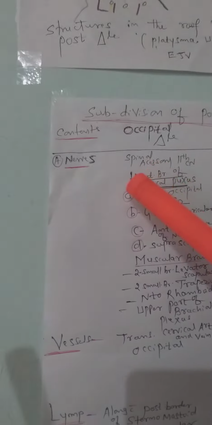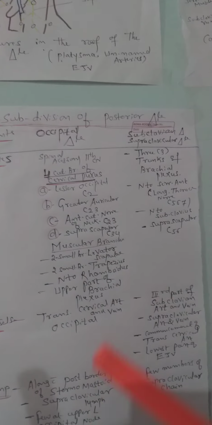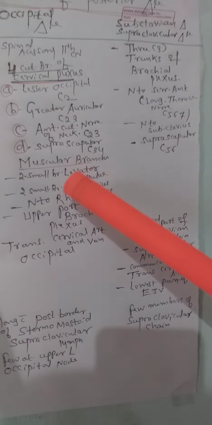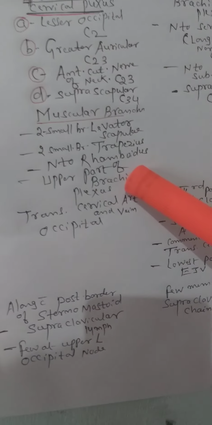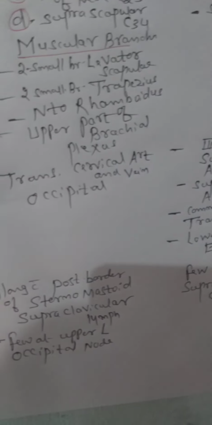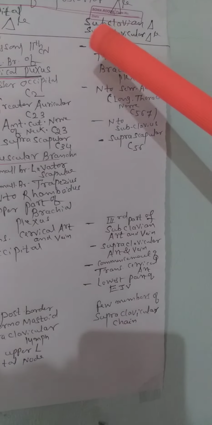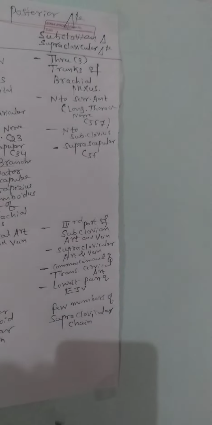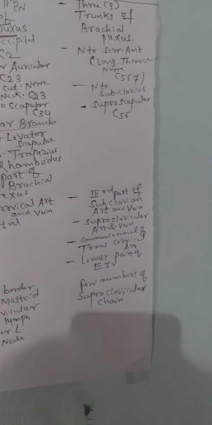We will see the contents here. In the occipital triangle: the 11th cranial nerve and four cutaneous branches, lesser occipital, greater auricular, anterior cutaneous nerve, and supraclavicular. Muscular branches, as I told you: levator scapulae, a small branch to the trapezius, nerve to rhomboids, and the upper part of the brachial plexus. In the supraclavicular triangle, three trunks of the brachial plexus are seen, the nerve to serratus anterior, also called the long thoracic nerve, the nerve to subclavius, and the suprascapular nerve. The vessels are concerned.